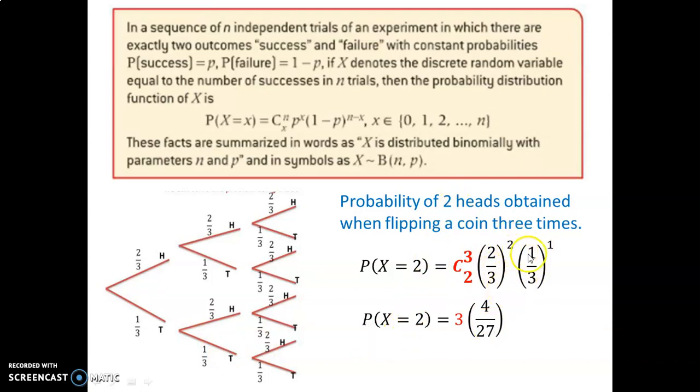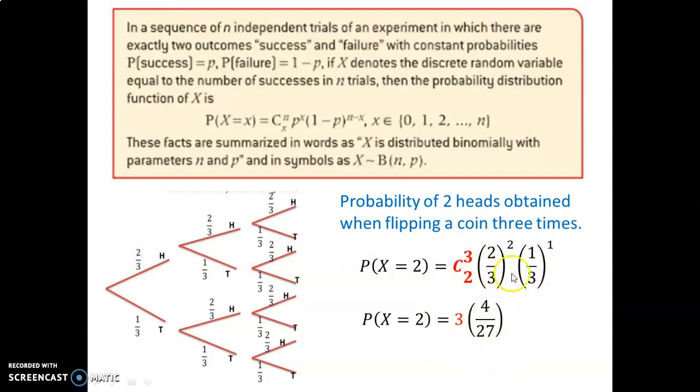2/3 squared times 1/3. And why is it 2/3 squared? Because a 2-head path will be head twice, and twice is 2/3. So 2/3, for example, times 2/3, there's your double 2/3, and then 1/3 for the tail. And again, the order doesn't matter. You could have gone head, tail, head. There's still 2/3 twice and 1/3 once. So that remains the same along each path, and there are 3 paths.